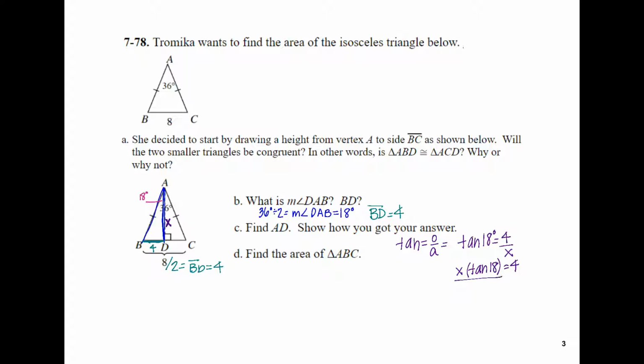The inverse of multiplication is division. So if I divide both sides by the tangent of 18, I create one giant 1. Whatever you do to one side, you must do to the other. So AD equals 4 divided by the tangent of 18, which is approximately 12.3 units. So again, we want to state that line segment AD is about 12.3 units.